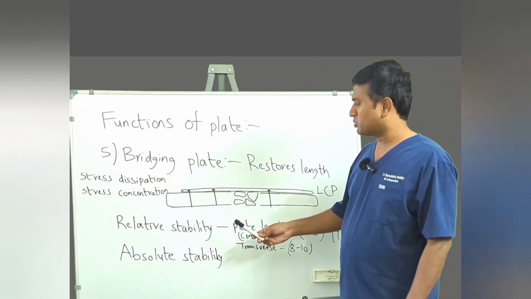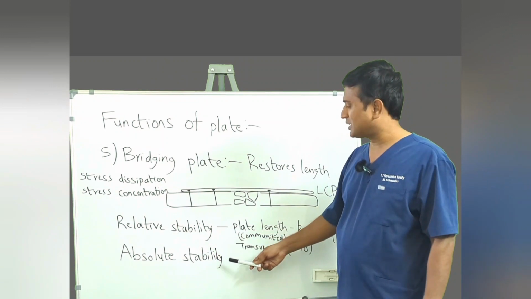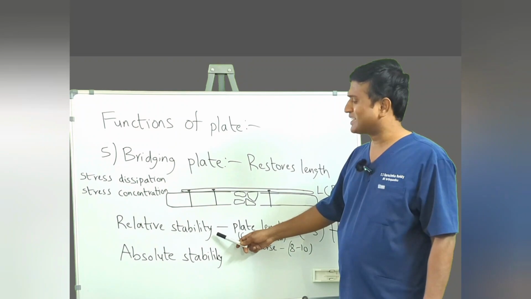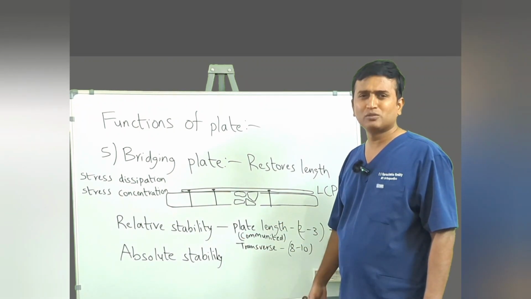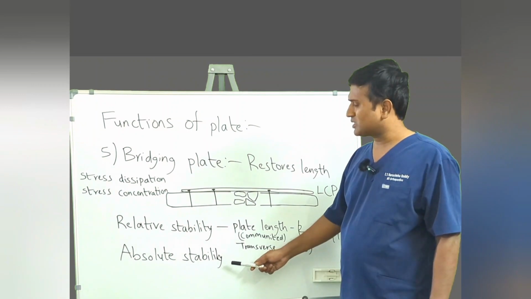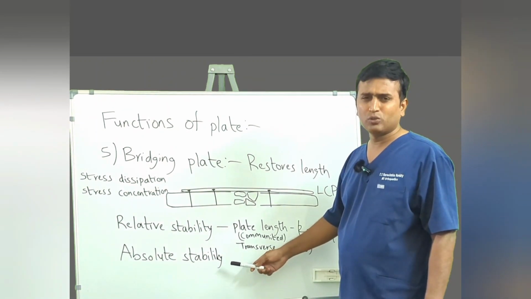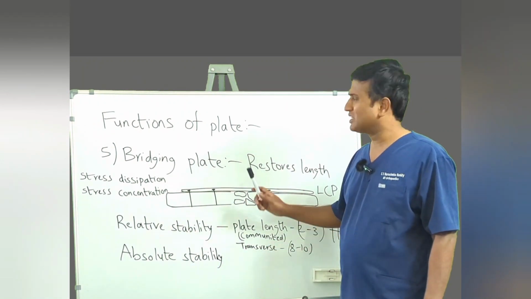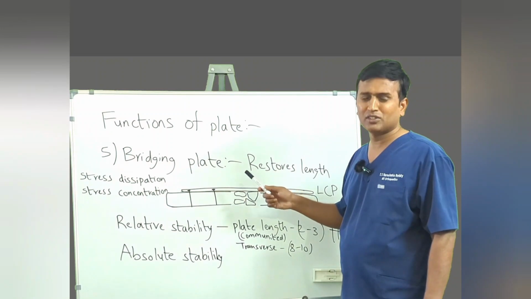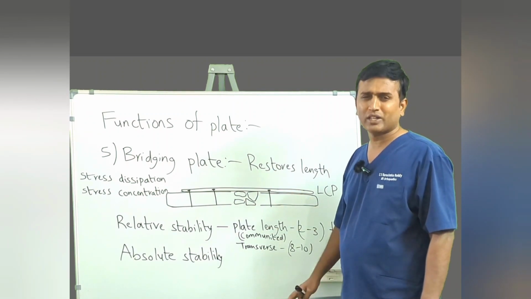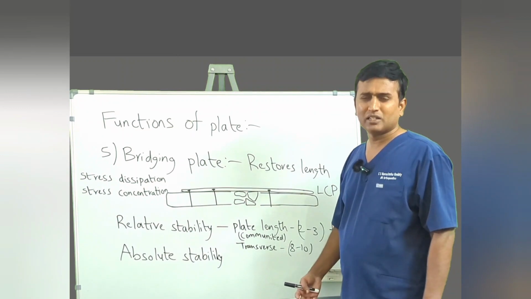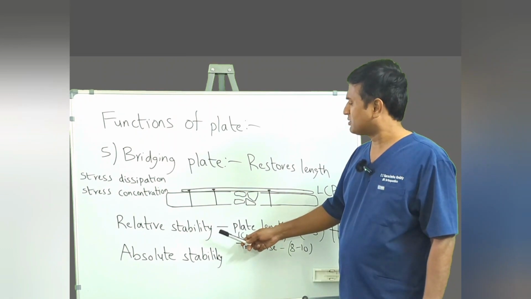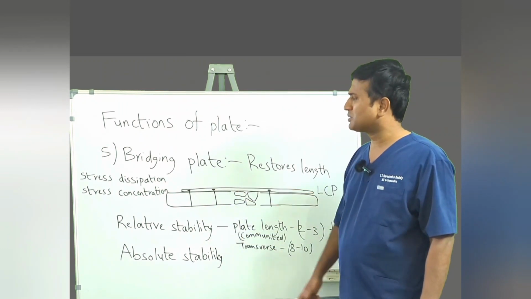Now we should also discuss relative stability and absolute stability. Using this bridge plate is going to give us relative stability, so indirectly it is also giving us more callus. So what is absolute stability? The healing or union of the bone occurs without any callus formation. That is seen with the other four types of plates: first the compression plate, second the protection plate, third the buttress plate, and fourth the tension plate. Now we are going to see only relative stability using this bridging plate.